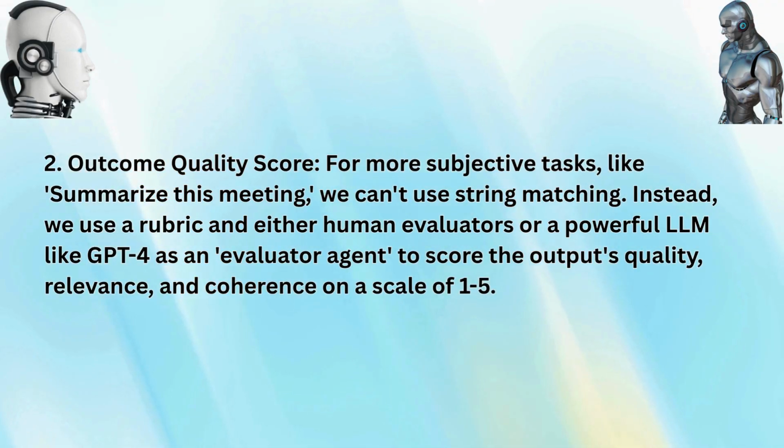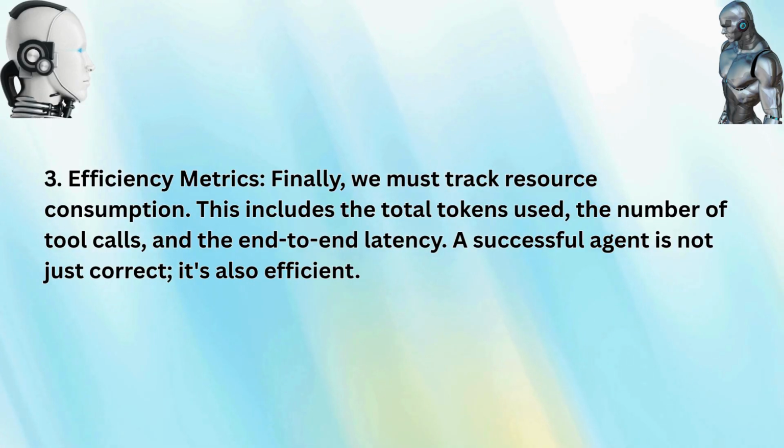2. Outcome quality score. For more subjective tasks like summarize this meeting, we can't use string matching. Instead, we use a rubric and either human evaluators or a powerful LLM like GPT-4 as an evaluator agent to score the output's quality, relevance, and coherence on a scale of 1 to 5. 3. Efficiency metrics. Finally, we must track resource consumption. This includes the total tokens used, the number of tool calls, and the end-to-end latency. A successful agent is not just correct, it's also efficient.